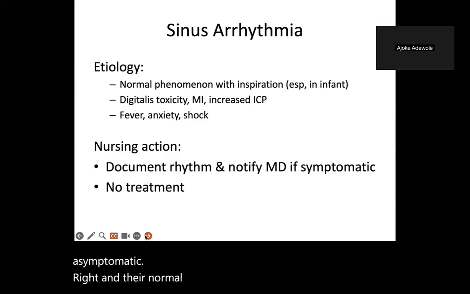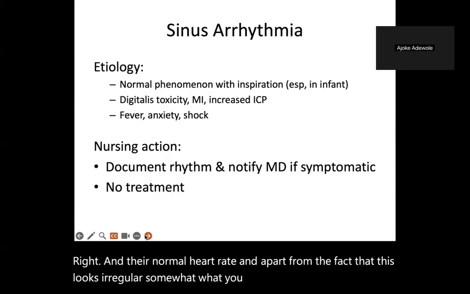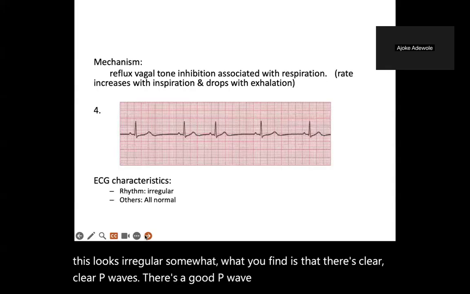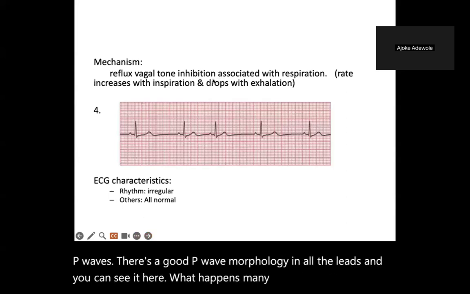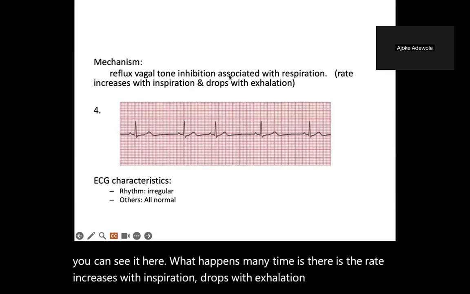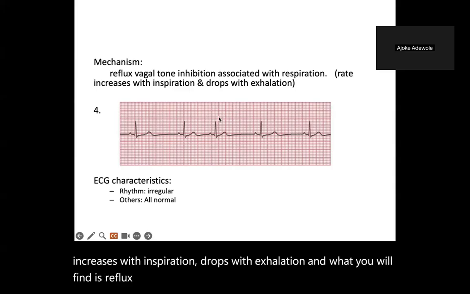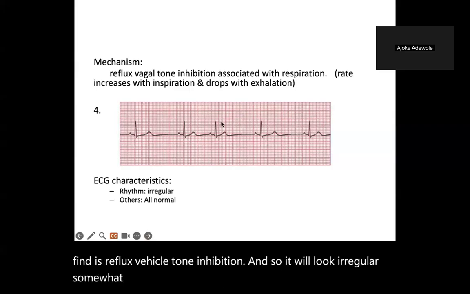And apart from the fact that this looks somewhat irregular, what you find is that there are clear P waves. There's a good P wave morphology in all the leads, and you can see it here. What happens many times is the rate increases with inspiration and drops with exhalation, and what you will find is reflex vagal tone inhibition. So it will look somewhat irregular, but it's just associated. The patient was just holding their breath.